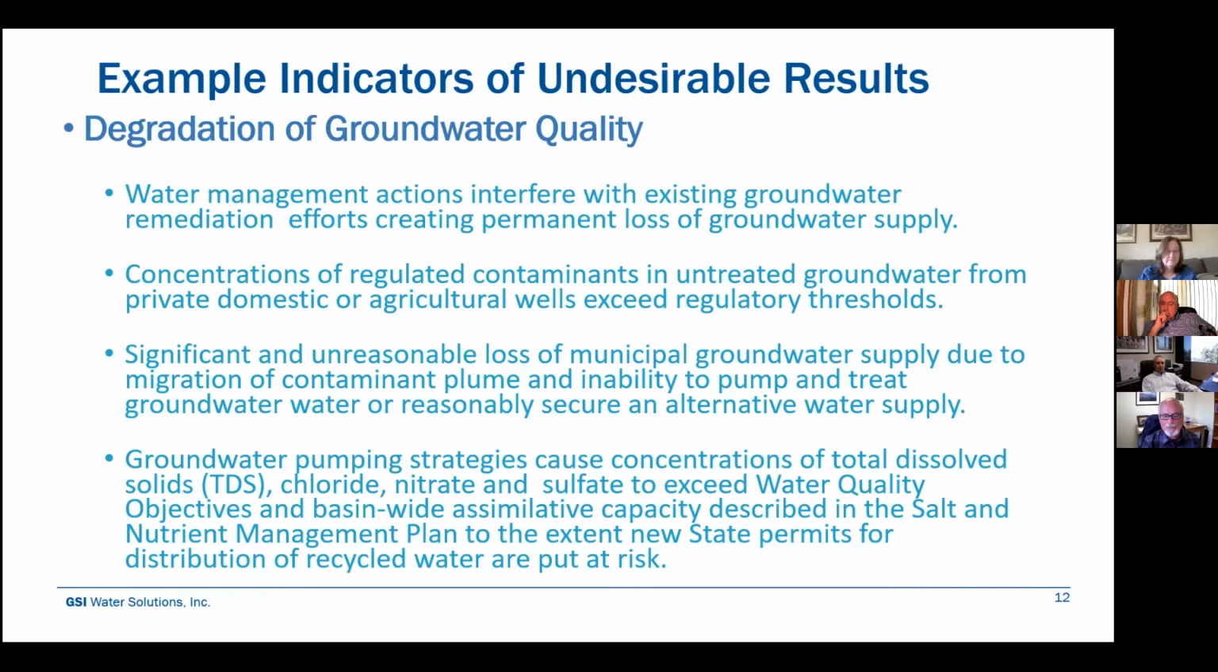So groundwater pumping strategies that cause concentrations of what we call salts and nutrients, which are total dissolved solids, dissolved salts in the water, chloride, nitrate, sulfate, they exceed the water quality objectives for this basin or exceed the basin-wide what we call assimilative capacity, which is the amount of salt that's been established in the salt and nutrient management plan that can be allowed to infiltrate the groundwater. If we see that we've got a problem with loss of assimilative capacity or we're exceeding these salt and nutrient water quality objectives, then that's an undesirable result.